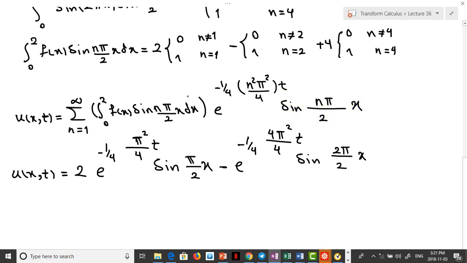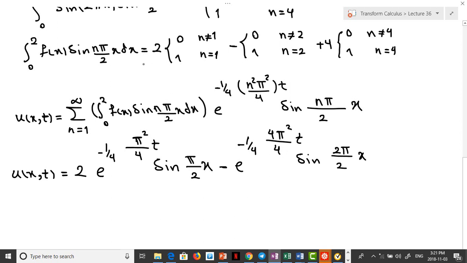So if n is 3, what happens? If n is 3, what's this integral? This part is equal to 0 because 3 is not equal to 1. The second part again is equal to 0. The third one is again equal to 0. As a result, this integral is equal to 0. We don't have any solution. If n is equal to 4, what happens?